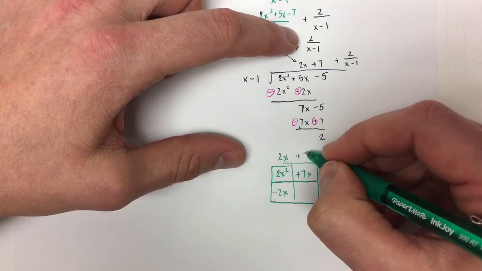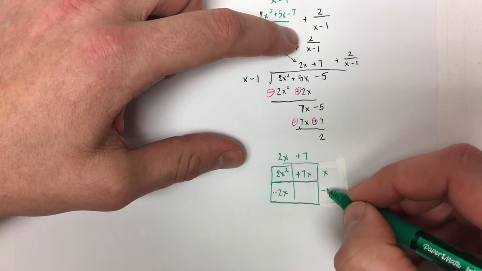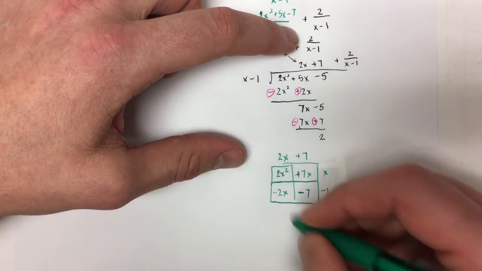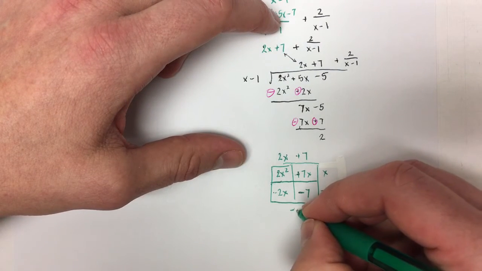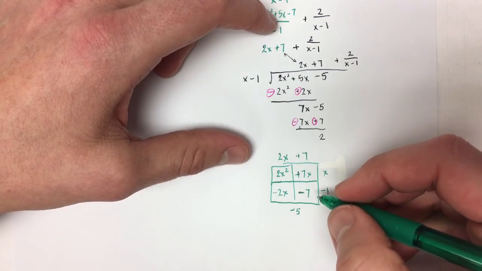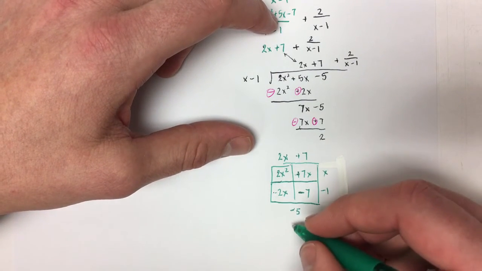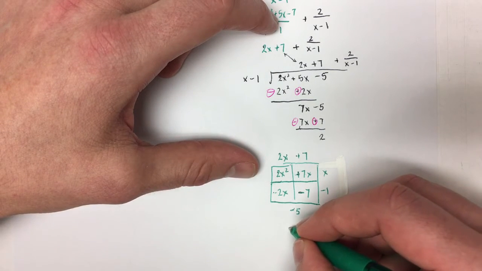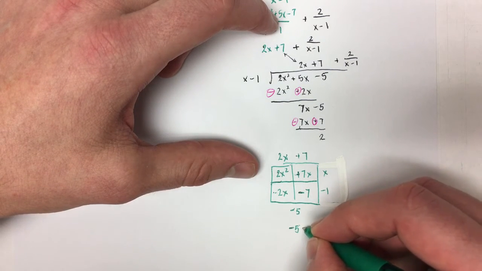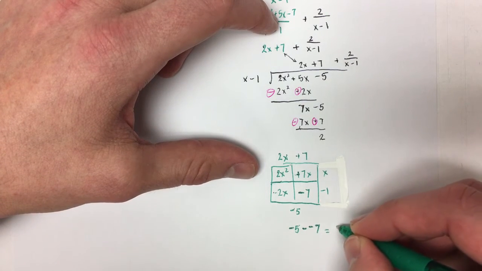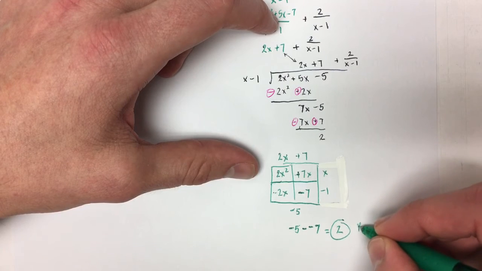And so positive 7 times negative 1 is negative 7. But I'm supposed to have a negative 5. So what was my remainder? It's kind of weird, but it's essentially negative 5 minus, taking away that negative 7, leaves me with a positive 2, which is my remainder.